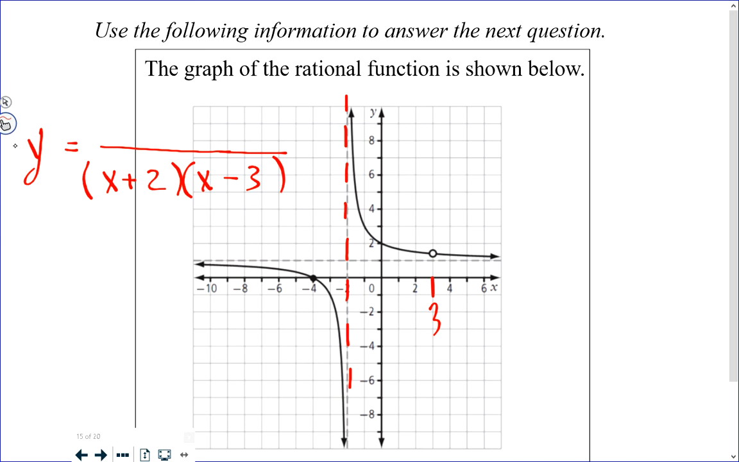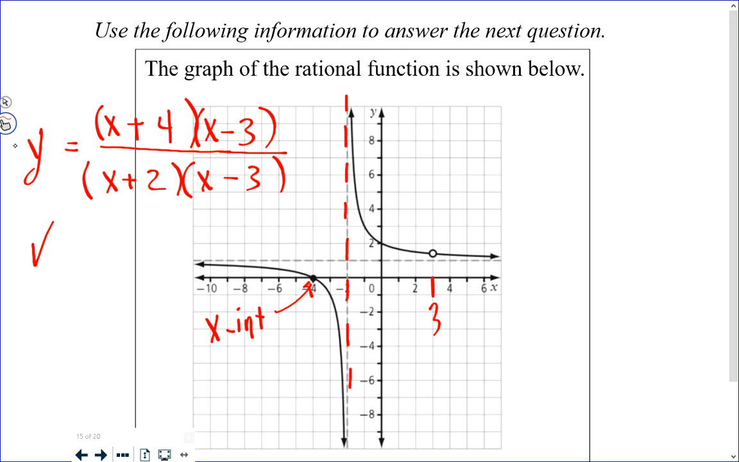And since the hole is produced because of the x minus 3, we need another factor of x minus 3 on the top to cancel. Because that's the rule. The hole will be there if the factors cancel. Now there's one other thing that you need to remember, and it's this. If you have an x-intercept, then that will have a factor in the numerator. This is the answer to the question.